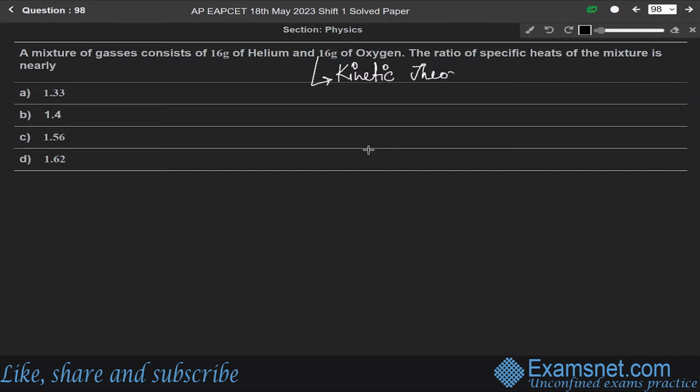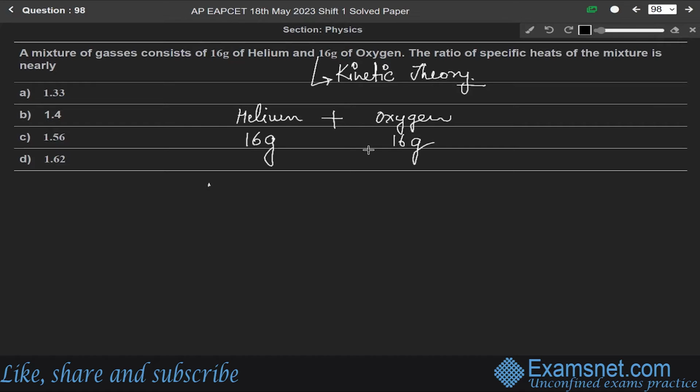Kinetic theory, okay. Now according to the question, we are given two gases. The first one is helium and the second one is oxygen. The helium is 16 gram and the oxygen is also 16 gram, and we are given the mixture of helium and oxygen gases, and we have to find the ratio of specific heats of the mixture, okay.